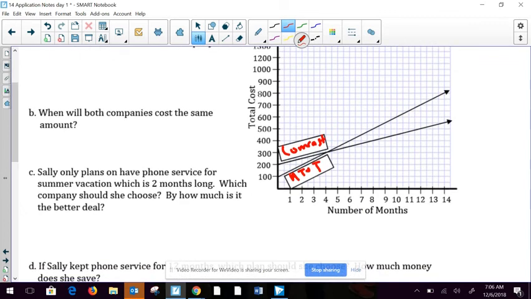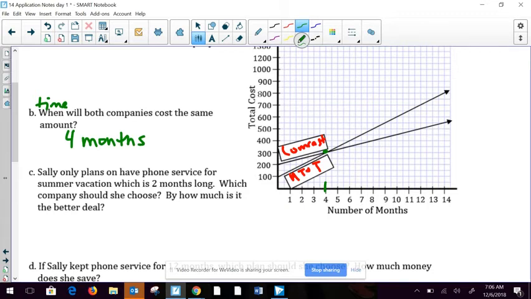Now, based on my graph, I can answer the rest of these questions. So the first question is saying, when do both companies cost the same? So both companies cost the same where my two lines intersect. It's asking when, so when is talking about the time. So what is the x value where it intersects? At 4. So at 4 months is when both costs are exactly the same.